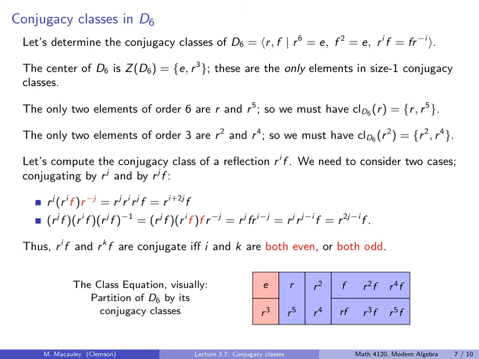And remember that the class equation just says that these 12 elements are partitioned or counted by the 2 elements in the center plus the sizes of the conjugacy classes. So 1 plus 1 plus 2 plus 2 plus 3 plus 3 equals 12.